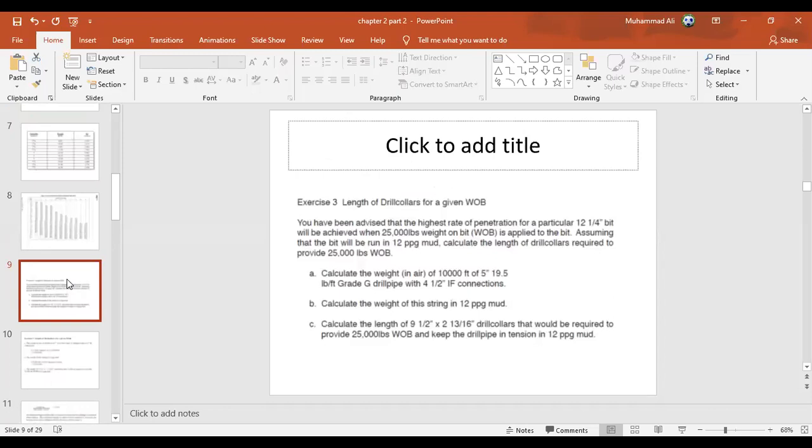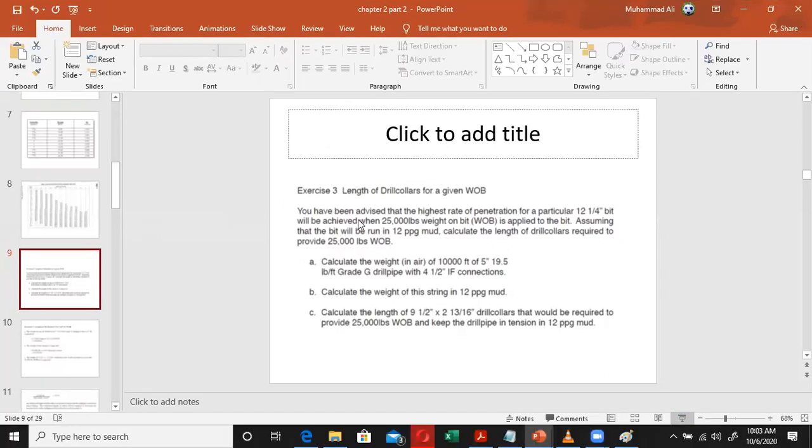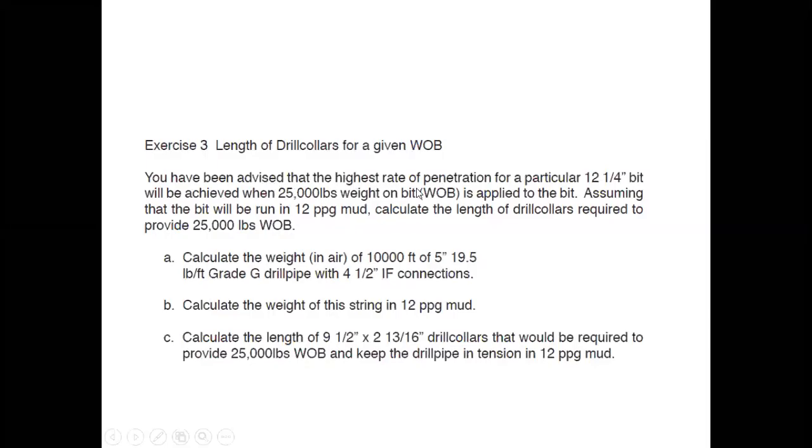Okay. Now we have to calculate the length of drill collars for the given weight on bit. Let's look at this question again. You have been advised that the highest rate of penetration for a particular 12 1/4 bit, so the outside diameter of the bit is 12.25 inches, will be achieved when 25,000 pounds weight on bit is applied to the bit. Total weight is 25,000 pounds.